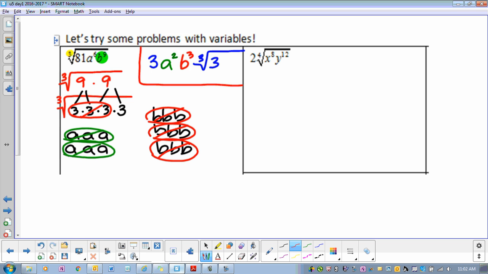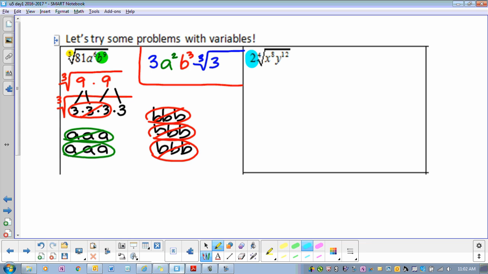Okay, let's try the next one. So the next one, I have, look at that, guys. I have a 2 that's already on the outside. So that 2 just has to wait, okay, until you bring things out, and then it's just going to multiply with any other numbers that you bring out. Does that make sense?